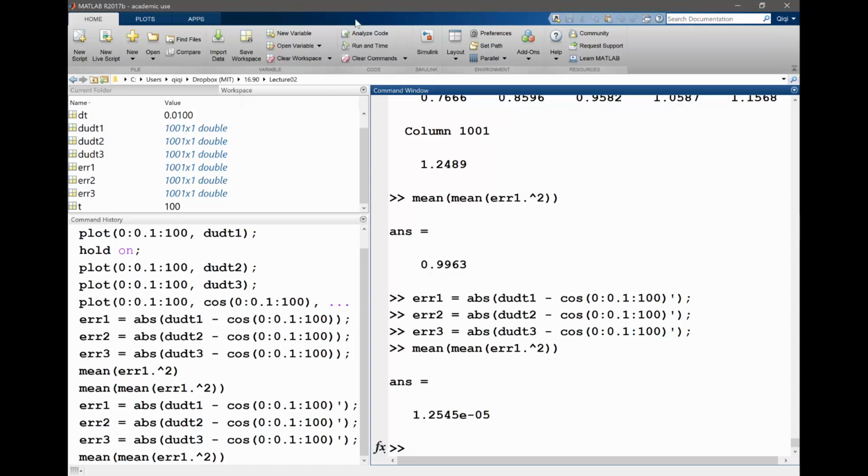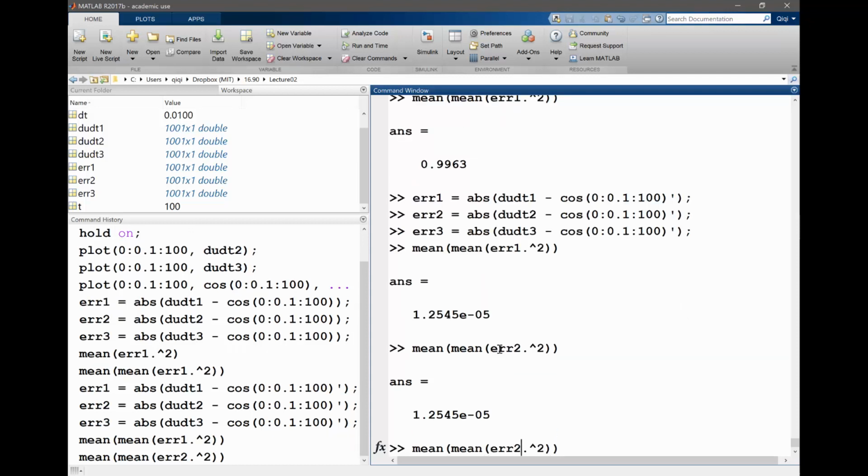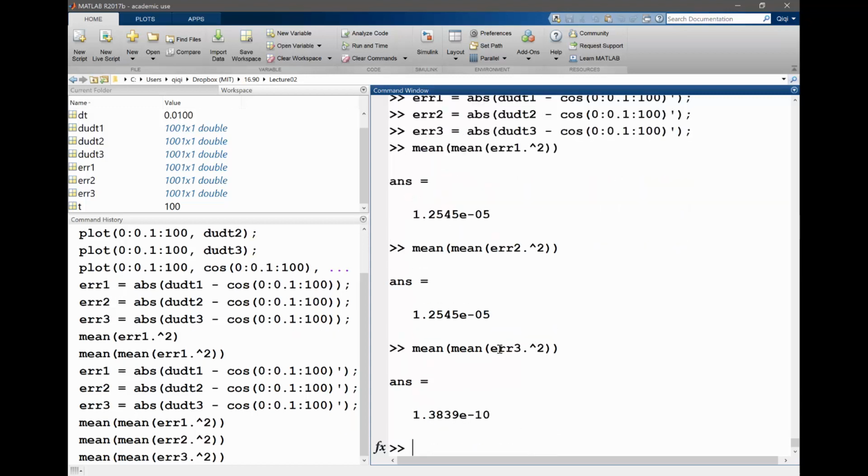Okay. Anyway, so this is the mean squared error of the first one, second one, and third one. All right. It's pretty clear the third one wins by a large margin, right? Different orders of magnitude. Although all of these are good, the third one is actually a lot better.